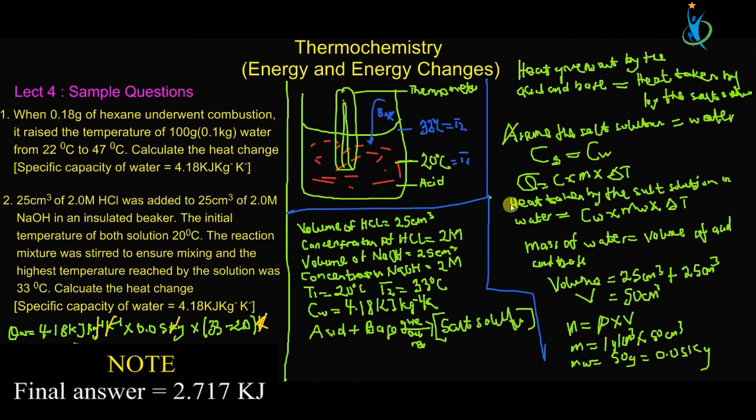But if they give you the specific heat capacity of the salt solution, you use the salt solution. And if they give you the mass of the salt solution, you use the mass of the salt solution, and then you multiply times the change in temperature. But because they didn't give you the specific heat capacity or the mass of the salt solution formed from the neutralization reaction, you can make the assumption that since the salt solution is largely made up of water, we can take the heat taken by the water to be that, and then you can find the heat change.